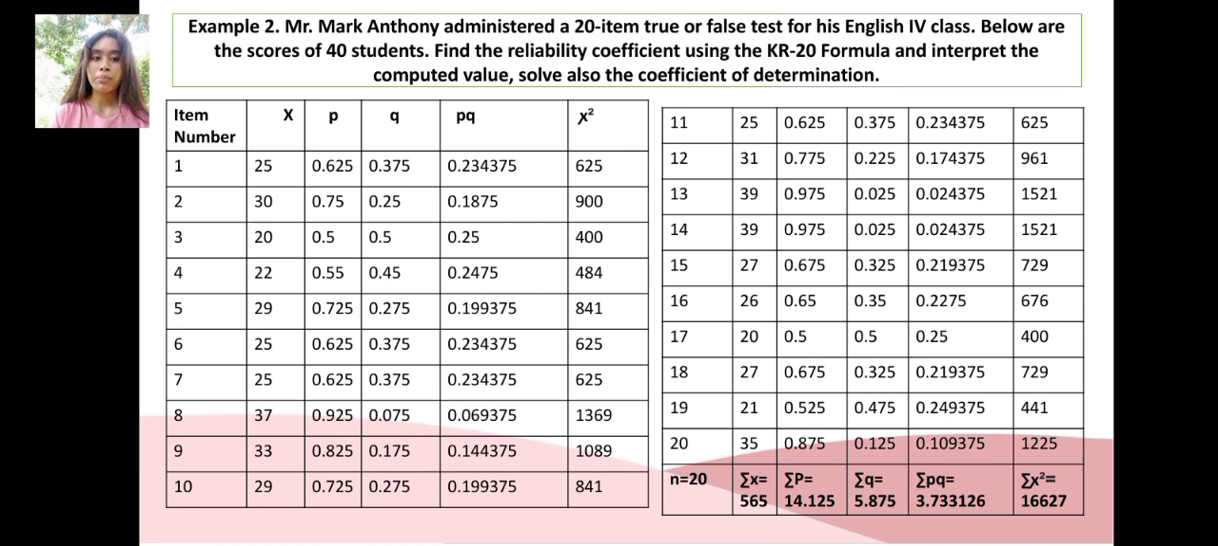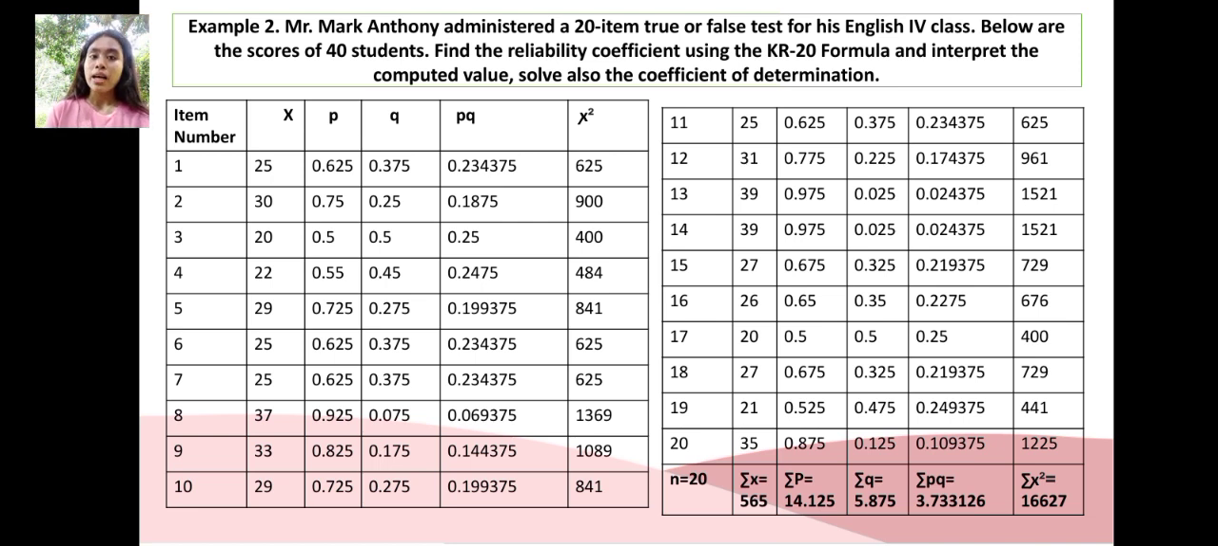As well as the x, the summation of x. This refers to the students who got the certain items of the test correct. So in item number 1, there are 25 students who got the correct answer. In item number 2, there are 30 students who got the correct answer, and so on and so forth.